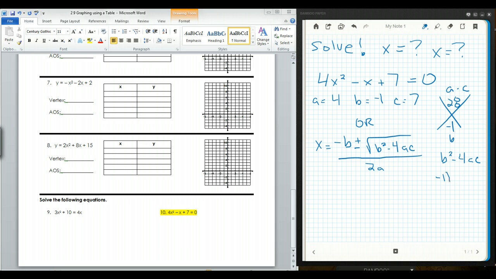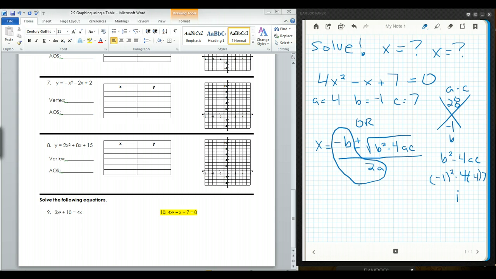So let's take a look at that real quick. b squared is going to be negative 1 squared, and then minus 4 times 4 will be negative 16 times 7. That's going to be a negative discriminant, which means we're going to be dealing with imaginary roots. So we definitely have to go ahead and use the quadratic formula, and I'll leave that up to you.